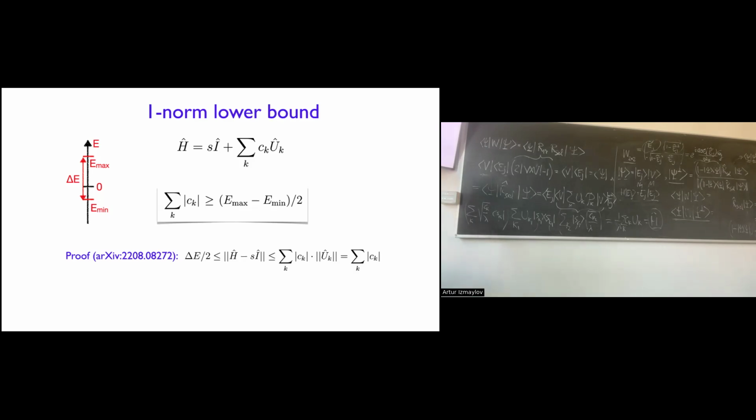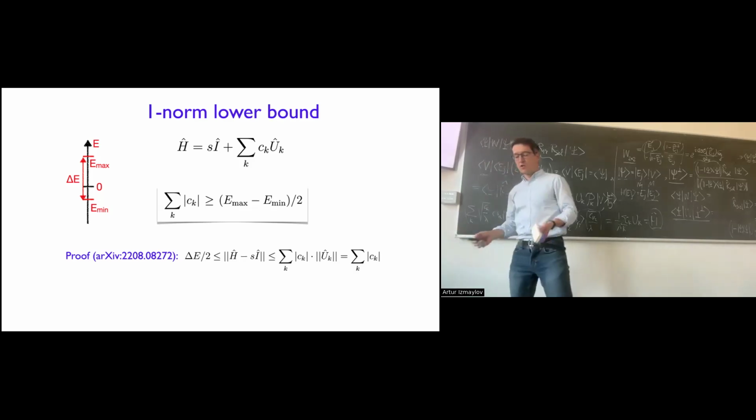On the other hand, the triangle inequality tells us that this is always, no matter what S is, going to be smaller than the one norm, right? Therefore, the one norm cannot be smaller than the spectral range divided by 2.